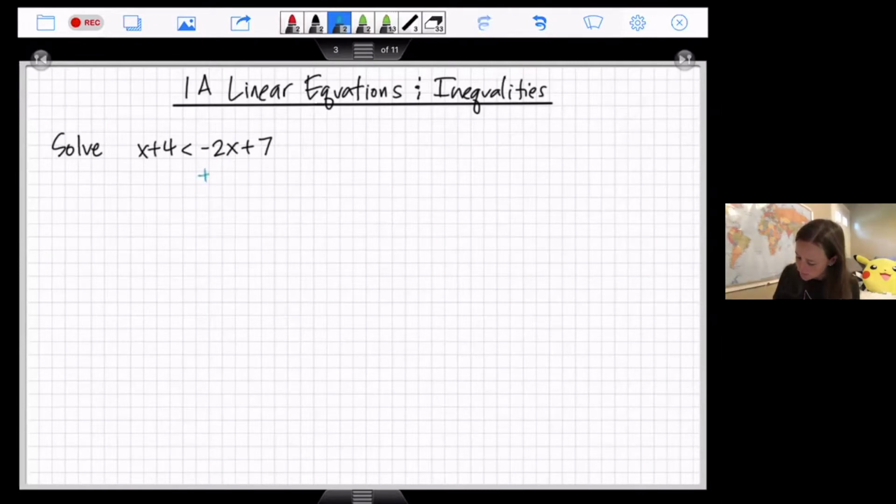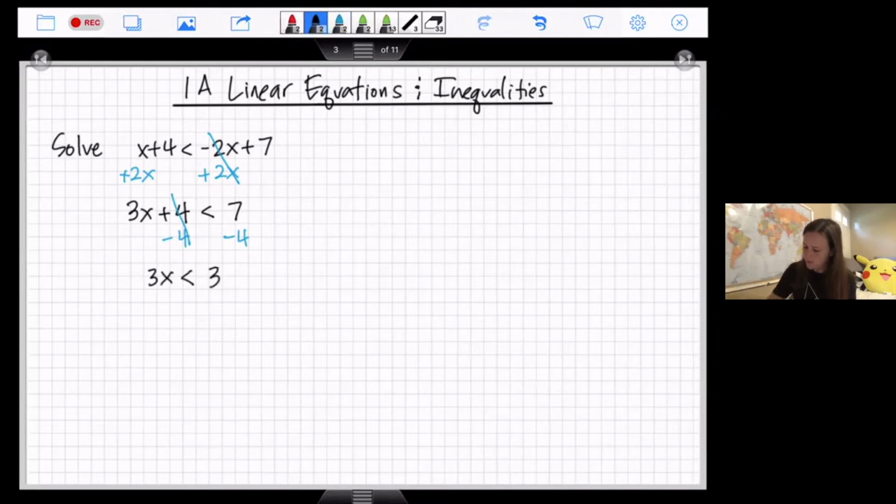I'm going to add 2x to both sides. All right, so that's going to cancel out that term. So I'll have x plus 2x is 3x. Still got a plus 4 on the left, and then a 7 on the right. And then let's move the 4 over to the right. So let's subtract 4 from both sides. And that's going to give me 3x on the left. 7 minus 4 is 3 on the right.